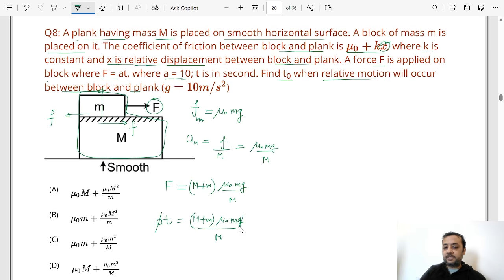Now A and g are equal in magnitude, so you can cancel. So the term becomes, if you open this, mu naught m plus mu naught m square by capital M. So option C will be the correct answer for this question.